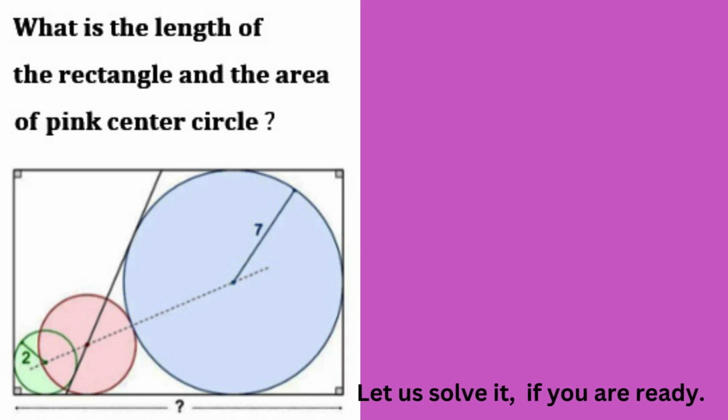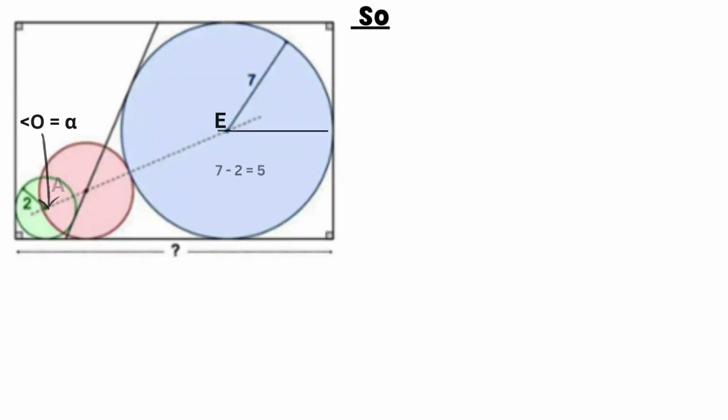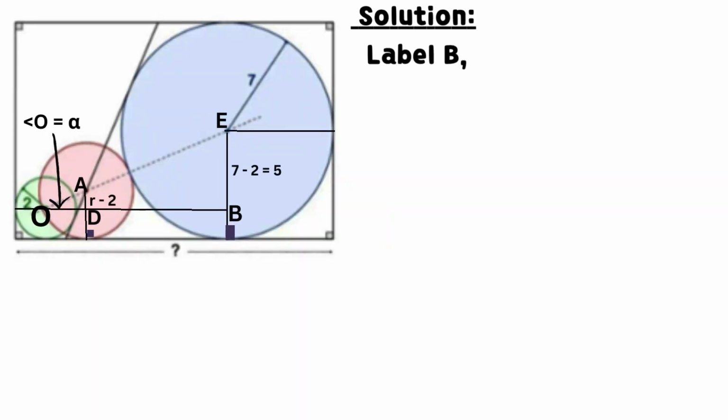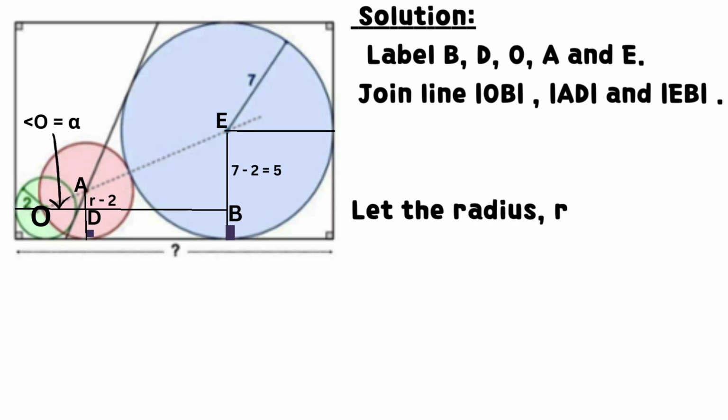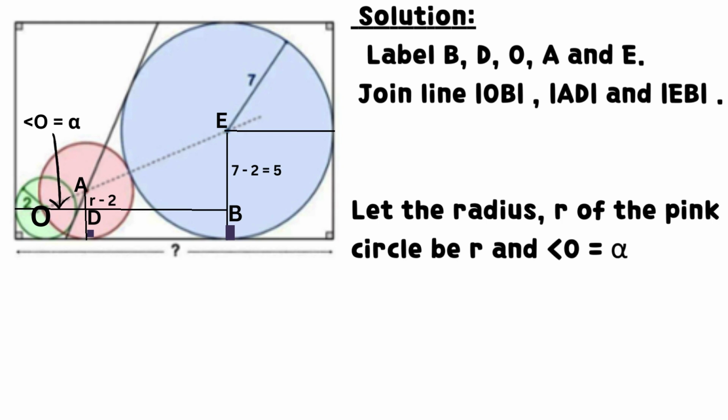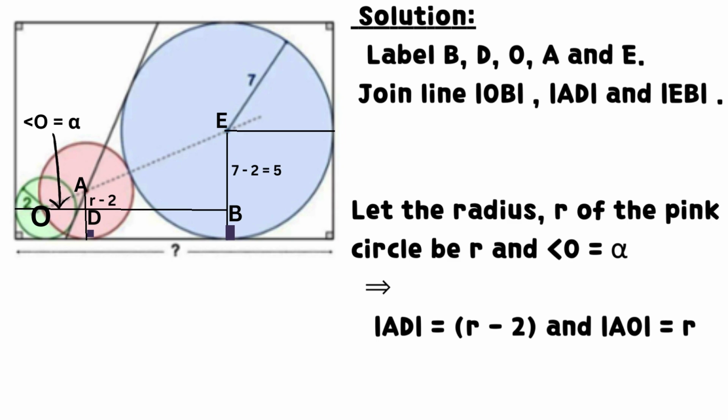What is the length of the rectangle and the area of the center pink circle? Label B, D, O, A and E. Join line OB, line AD and line EB. Let the radius of the pink circle be r and angle O equals alpha. It implies that line AD equals r minus 2 and line AO equals r.